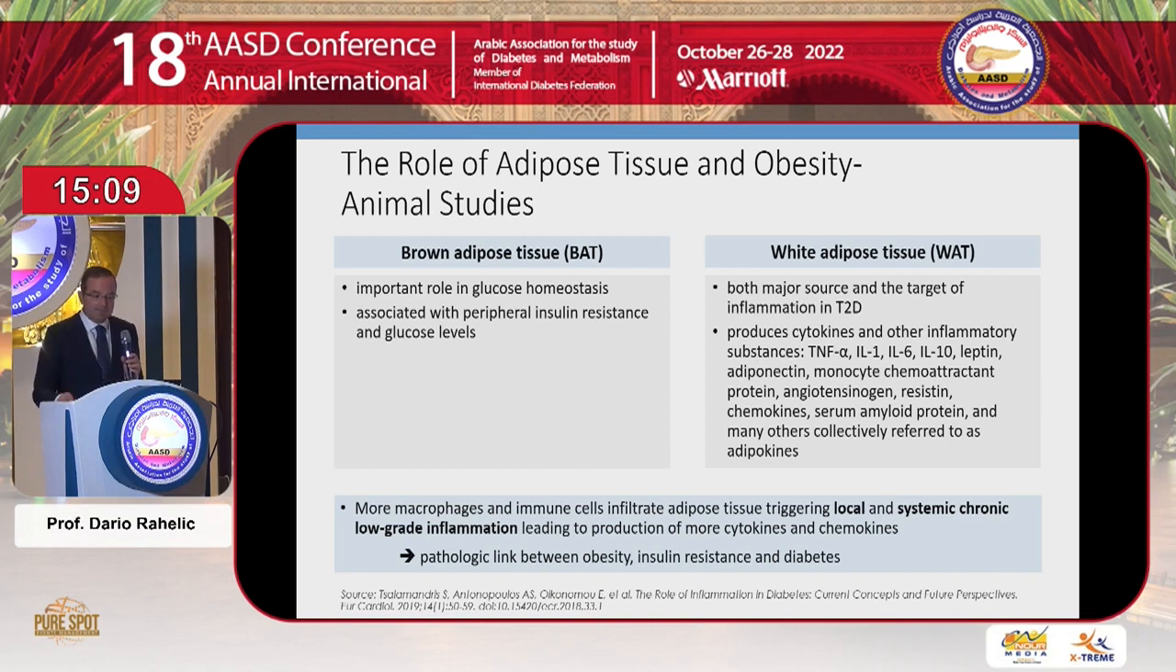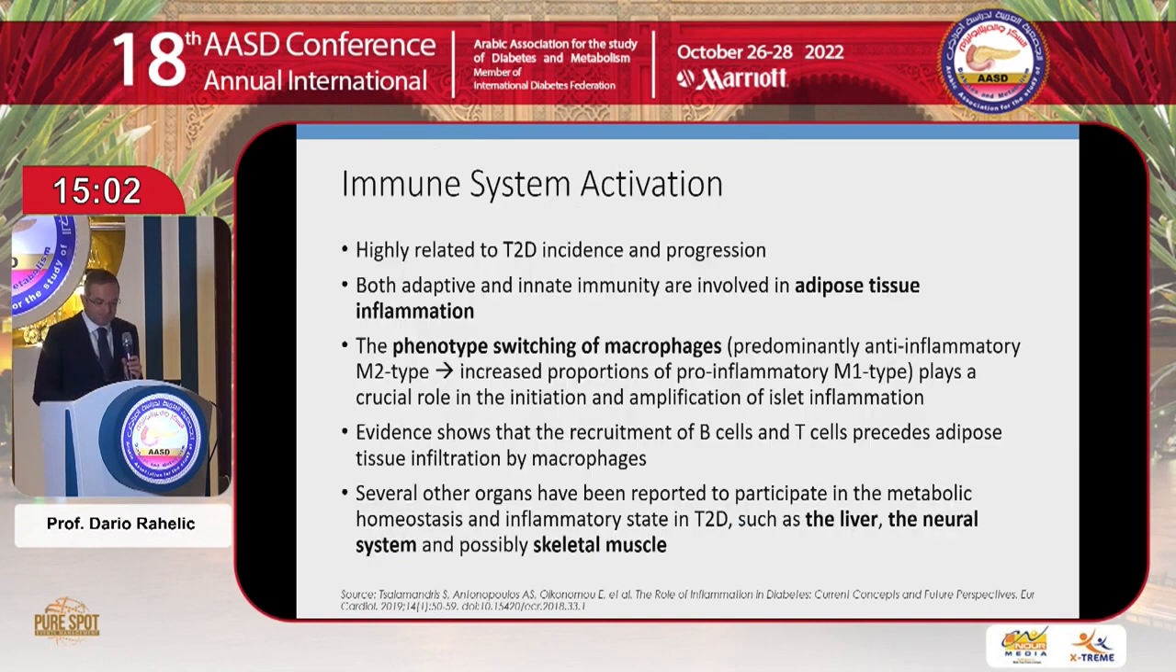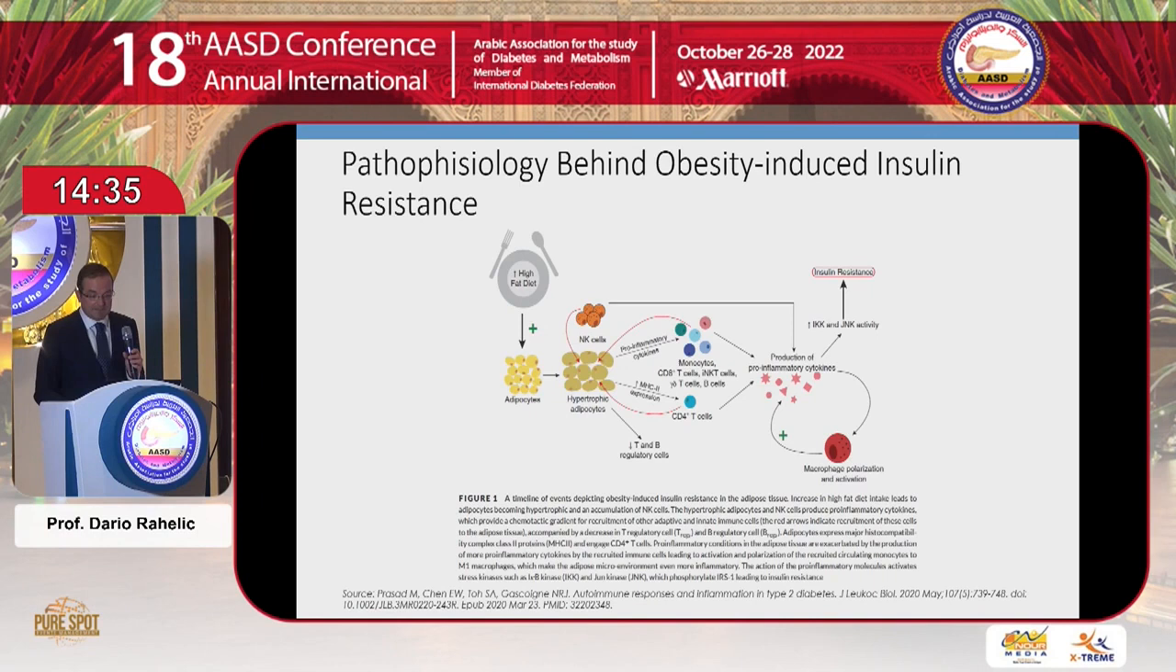As you can see here, TNF-alpha, interleukin 1, 6, 10, leptin, adiponectin, and many others. It seems that adipose tissue inflammation is important in metabolic diseases in people with obesity and people with diabetes, but several other organs have also been reported to participate in that chronic inflammation: the liver, the neural system, and possibly skeletal muscle.